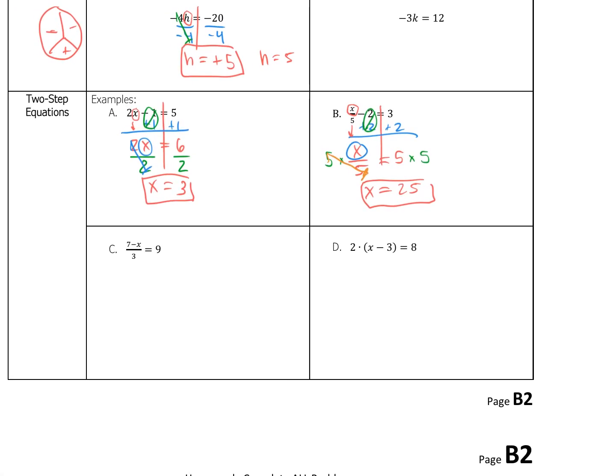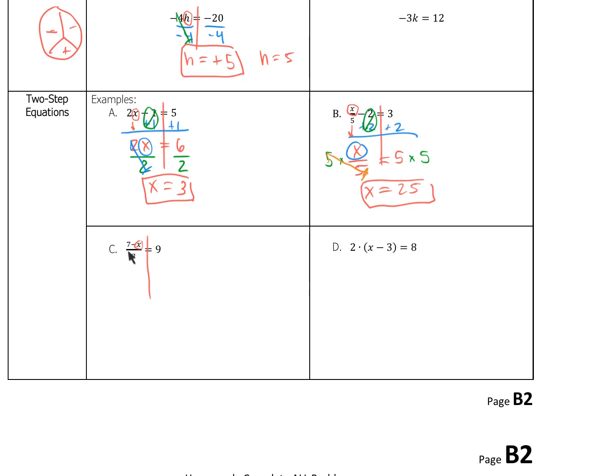All right, example C. Same process. Circle my variable. Draw my wall. Now I see a fraction. So I see this fraction bar. So it's this divided by 3. 7 minus x all divided by 3.